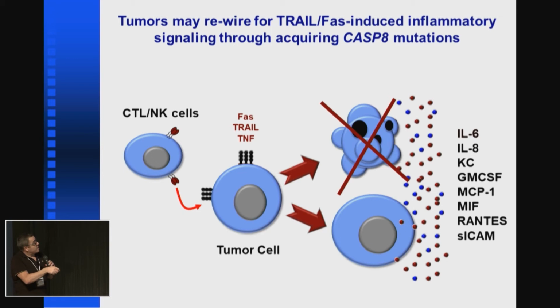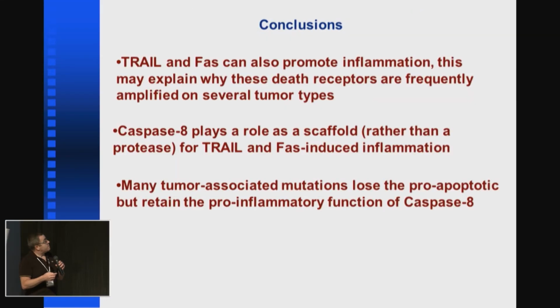And one of the ways in which they turn off the cell death axis is by acquiring mutations in caspase-8 that inactivate the protease function of caspase-8, but turn on its scaffold function that's important for NF-kappa B activation. And those are the three messages I've said today. TRAIL and FAS can also promote inflammation, and that might explain why they're amplified or overexpressed in certain tumor types. Caspase-8 plays a key role as a scaffold rather than a protease in promoting FAS or TRAIL-induced inflammation. And many tumor-associated mutations in caspase-8 inactivate the pro-apoptotic function of caspase-8, but turn on the pro-inflammatory function.